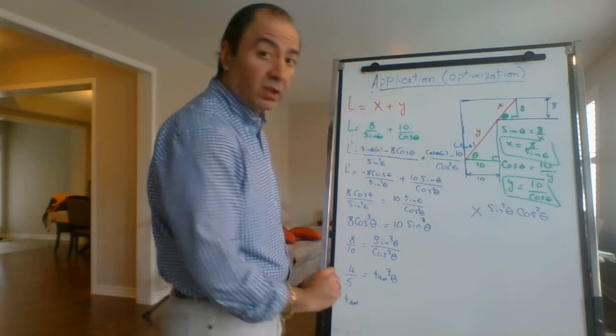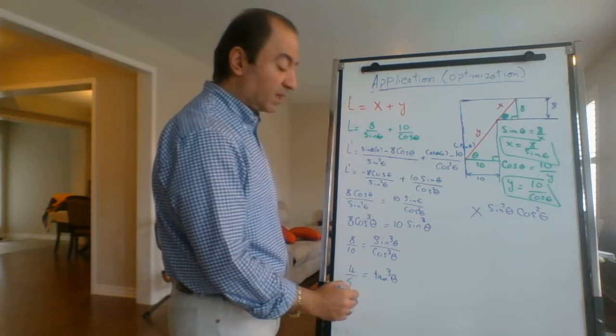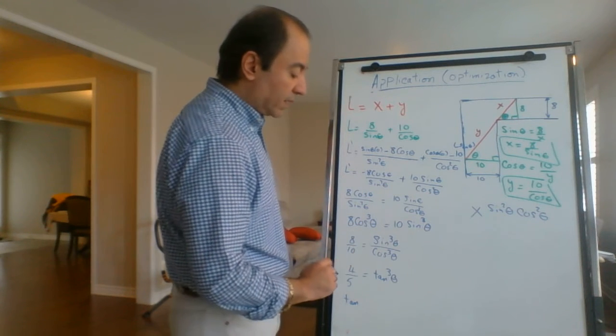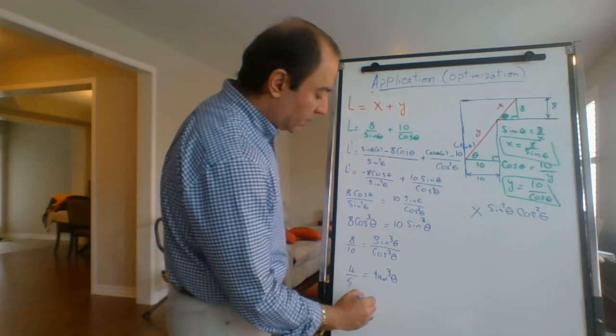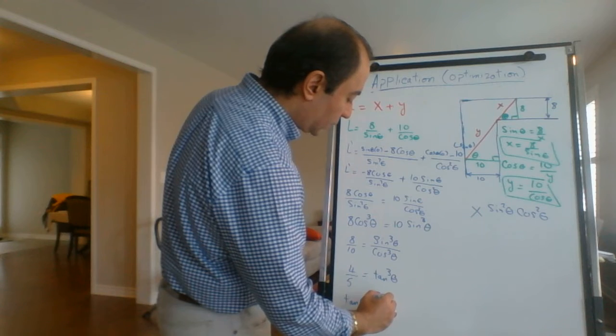By the way, our calculator has to be in radian mode in all the trig optimization. So when we are doing calculus, leave your calculator in radian mode. So tan theta will equal the cube root of 0.8, or 4 over 5.